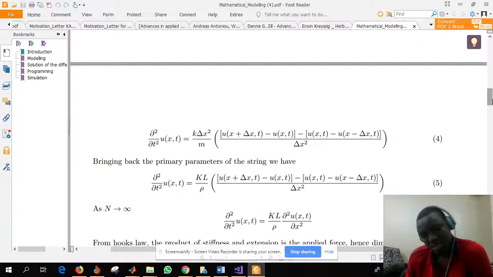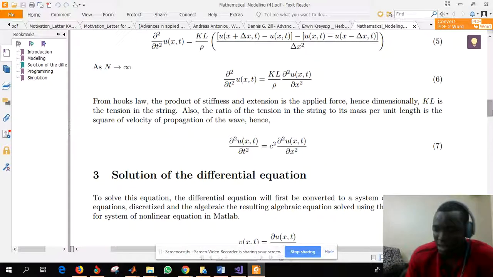Now, we know that we actually got the delta x by dividing the length into n number of intervals. So it means as n approaches infinity, then my delta x goes to 0, then the expression in the bracket in equation 5 will actually become the second derivative of displacement with respect to x.